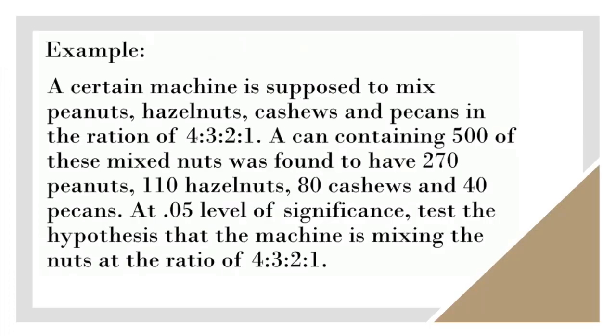So let's take an example. A certain machine is supposed to mix peanuts, hazelnuts, cashews, and pecans in the ratio of 4:3:2:1. A can containing 500 of these mixed nuts was found to have 270 peanuts, 110 hazelnuts, 80 cashews, and 40 pecans. So these are your observed variables. At 0.05 level of significance, test the hypothesis that the machine is mixing the nuts at the ratio of 4:3:2:1.